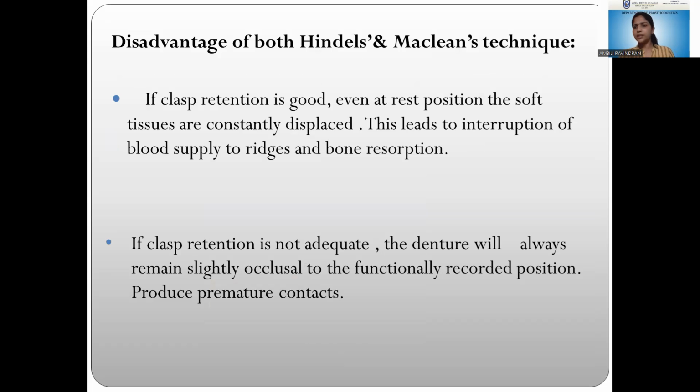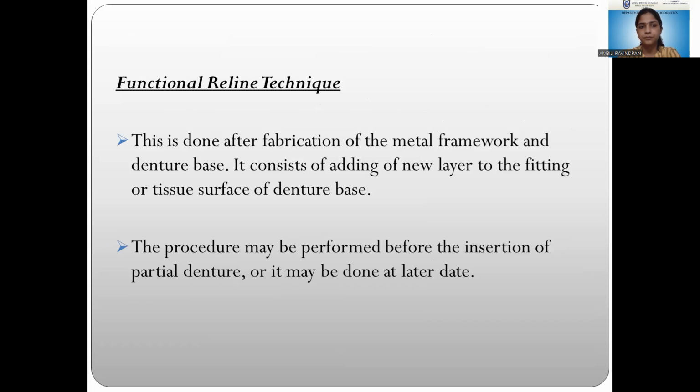So there were disadvantages in both McLean's as well as Hindel's technique. That is, if the clasp retention is good, even though the patient is in a rest position, the tissue will be compressed all the time. So this will cause increased bone resorption. And if the clasp retention is less, the tooth will be slightly occlusally higher than the functionally recorded position. So this tooth will come in contact before the natural tooth. This will cause some kind of premature contact, and this will cause discomfort for the patient.